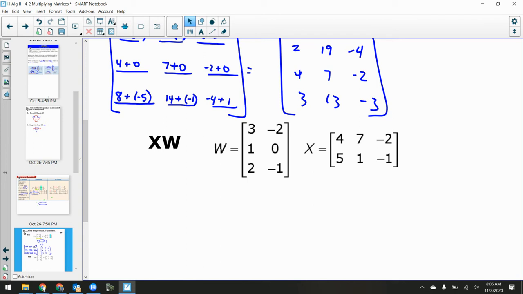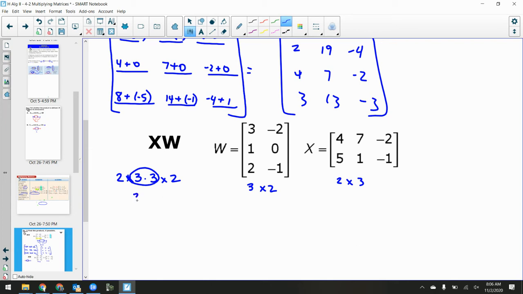Now, is XW going to be another 3 by 3? No. Can we even multiply? Let's check. X was again a 2 by 3. W is a 3 by 2. So XW is going to be a 2 by 3 times a 3 by 2. Can we multiply? Yes, we can. Those match. So the result is not a 3 by 3, but a 2 by 2.